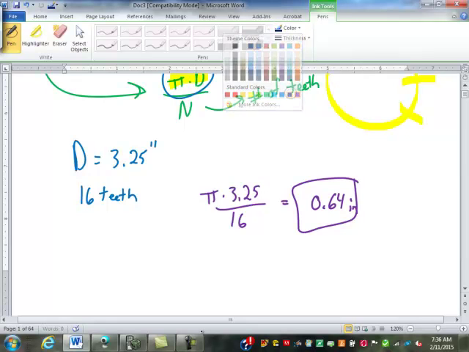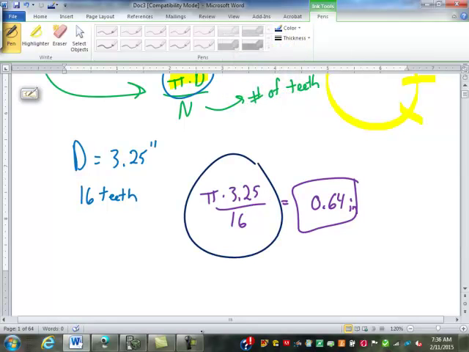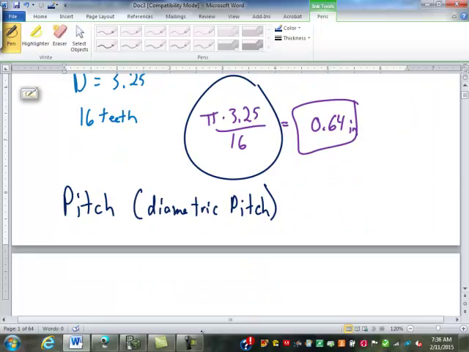Now, because pi was involved in that calculation, we tend not to use the circular pitch much. We tend to use something called just the pitch, or sometimes referred to as the diametric pitch. We've talked about this before as well when we talked about pulleys and pulley ratios. Since the circumference is just the diameter times pi, we can use the diameter in place of the circumference in calculations, and just know that we're off by that pi factor.